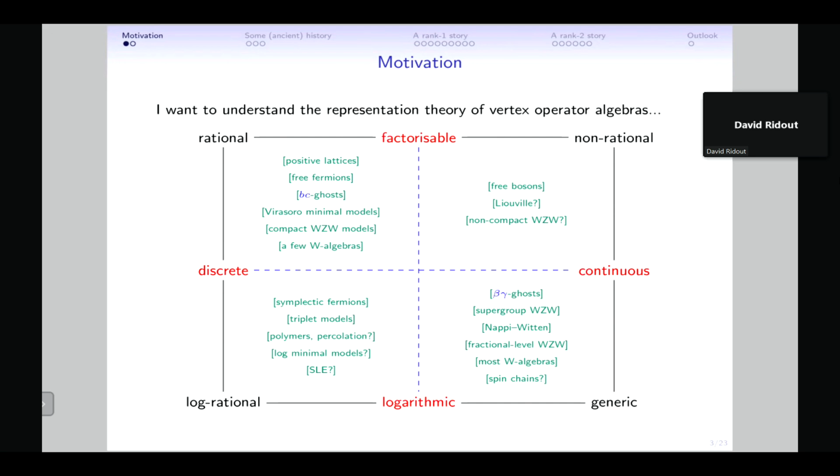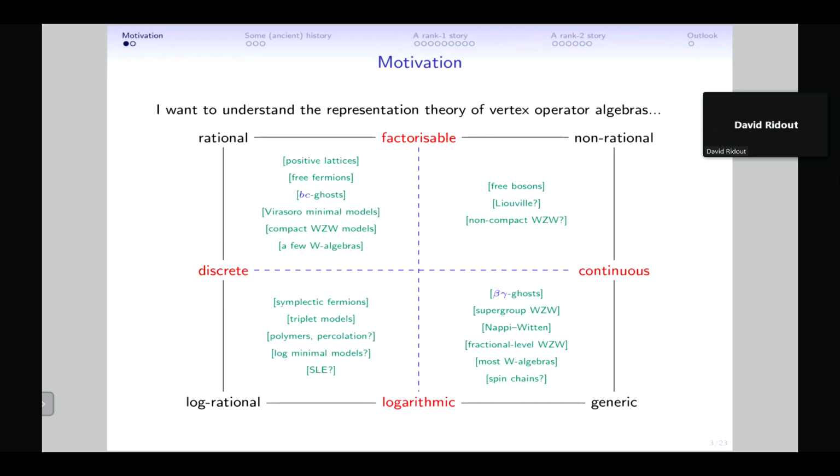So these are called logarithmic VOAs, and we can have log rational VOAs in which the spectrum is discrete. We have a finite number of irreducibles up to isomorphism. And then, of course, we have the maximally difficult case, which is almost surely the generic case, where our vertex operator algebra is not only logarithmic, but also has a continuous spectrum. And so there we expect to have not only a non-semi-simple category of modules, but also an infinite number of irreducibles.